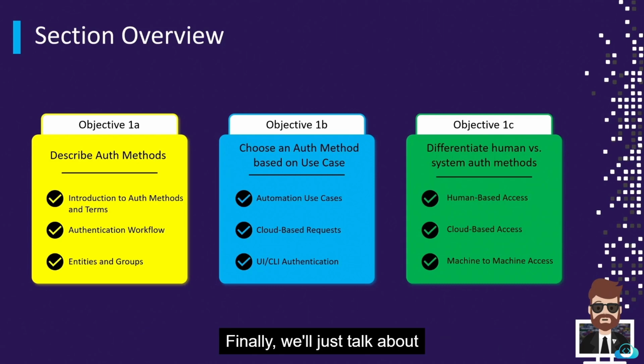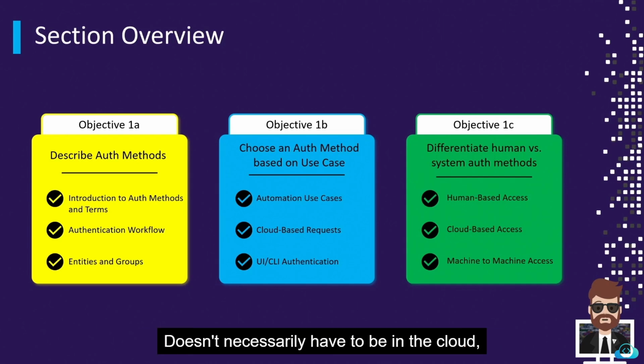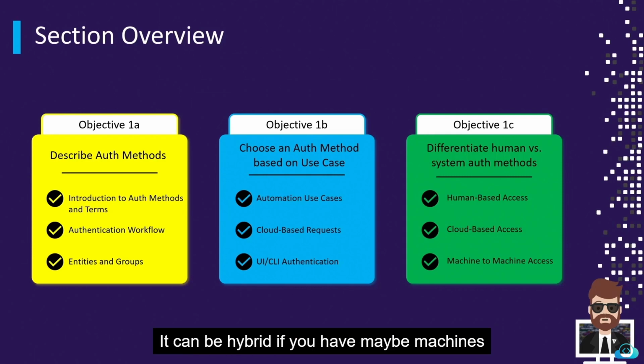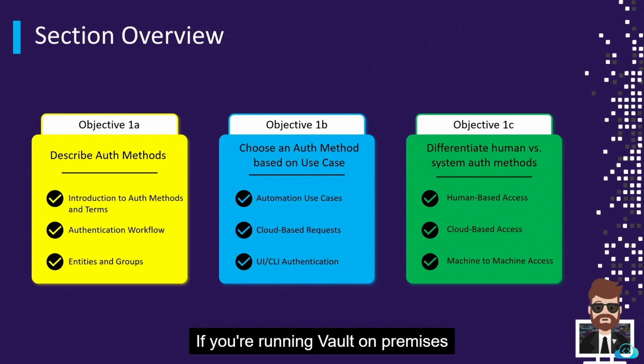And finally, we'll just talk about general machine-to-machine access. Doesn't necessarily have to be in the cloud. It can be on premises. It can be hybrid if you have maybe machines and Vault is running up in AWS, or vice versa. If you're running Vault on premises and you have cloud-based machines that need to access Vault, which auth method should we choose for that? So overall, this is the objective for this section.